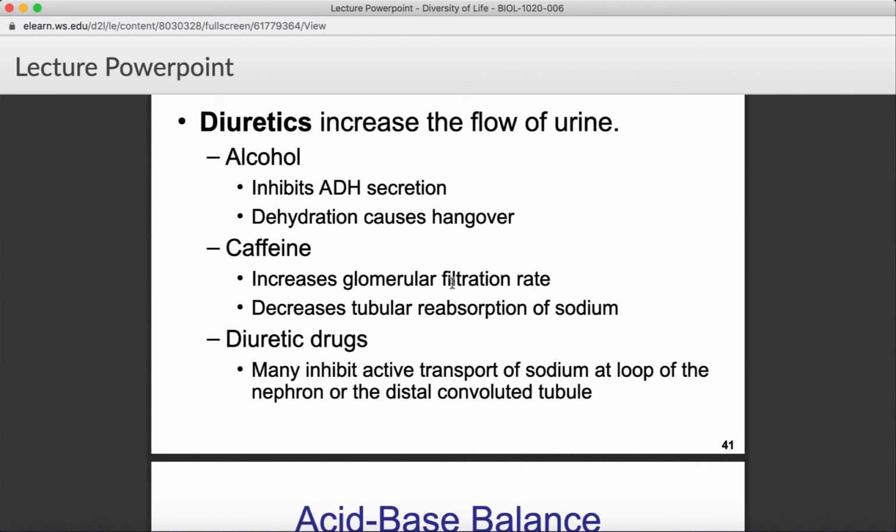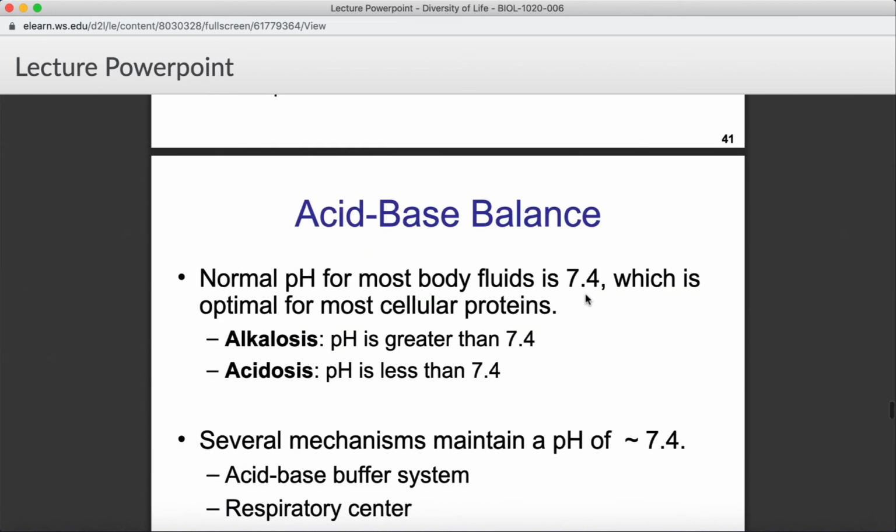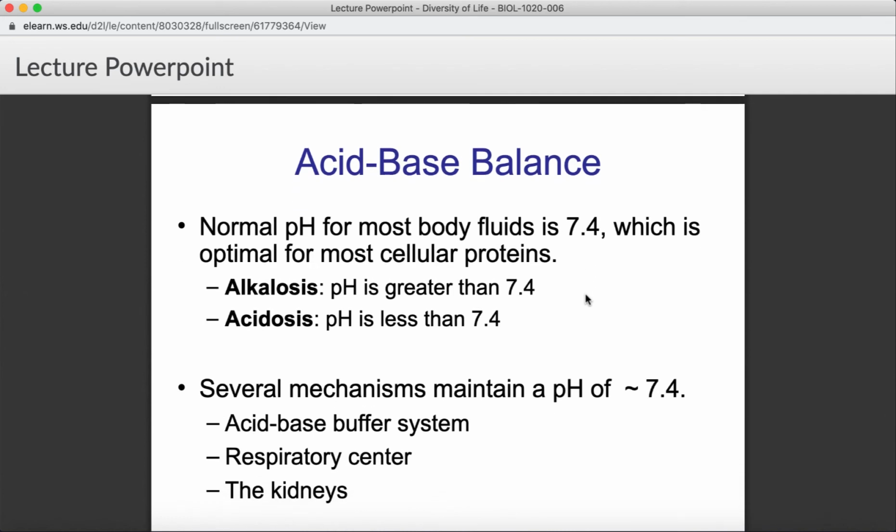Caffeine increases your glomerular filtration rate and decreases tubular reabsorption of sodium, and without that sodium, you don't have anything to pull the water out of the urine. And the majority of other diuretic drugs inhibit active transport of sodium at the loop of the nephron or the distal convoluted tubule, and again, without reabsorption of sodium, you're not pulling water out of the urine.